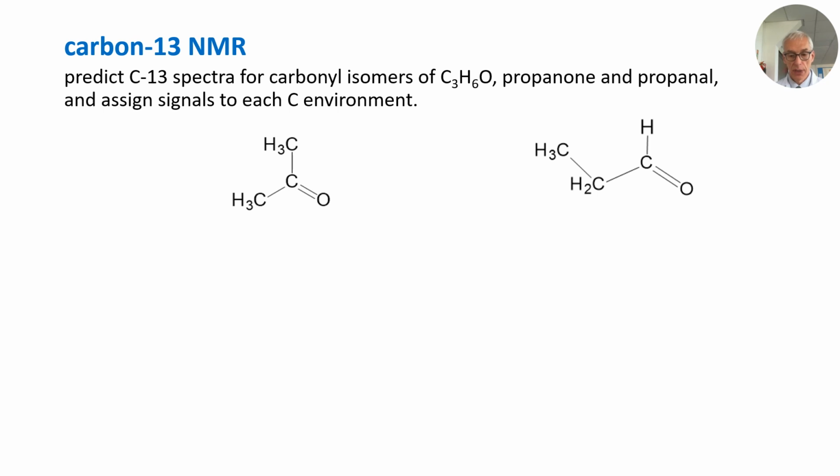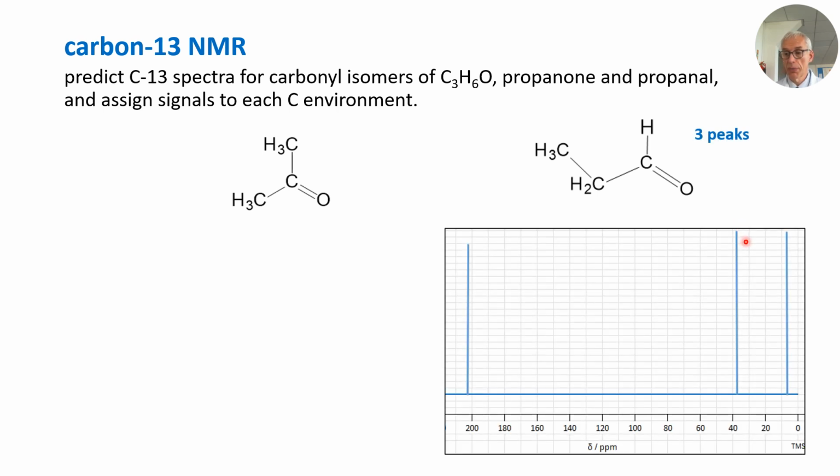So let me give you another problem. Predict carbon-13 NMR spectra for the carbonyl isomers propanone and propanal, and assign signals to each carbon environment. So for propanone, predict a carbon-13 NMR spectrum, and for propanal, the same. Sketch them out, think it through, have your reasoning, come back when you are ready to check against my ideas. Okay, so I'm going to reveal.